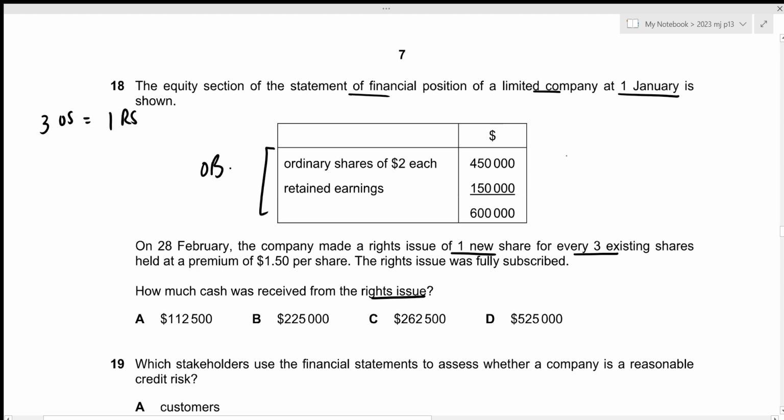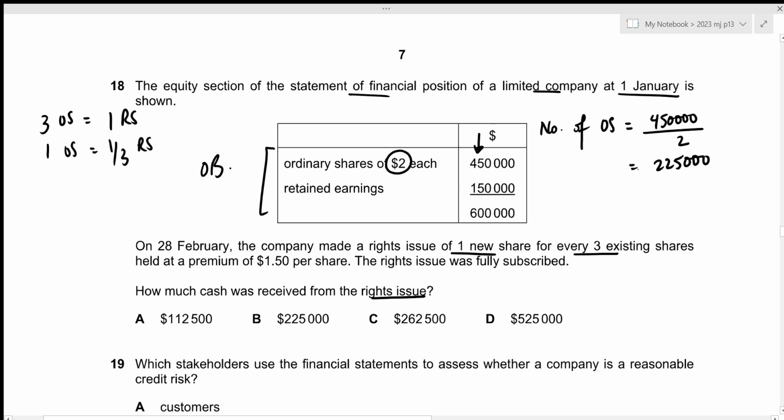Let's figure out the number of shares from our opening balances. In order to figure out the number of shares, we just need to divide the value of ordinary shares by the nominal rate. So that's 450,000 divided by 2, which gives 225,000. Okay. Now for 1 ordinary share, we'll be providing 1 by 3 rights shares. And we've figured out that we have a total of 225,000 ordinary shares. So for 225,000 ordinary shares, we'll be providing 225,000 divided by 3 rights shares, which is 75,000 rights shares.